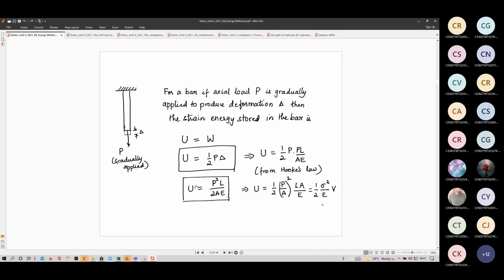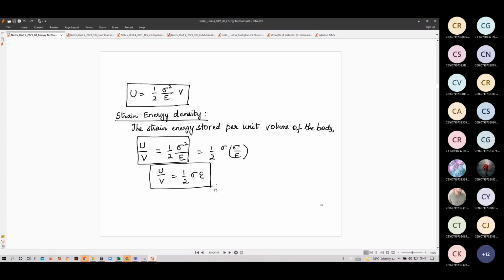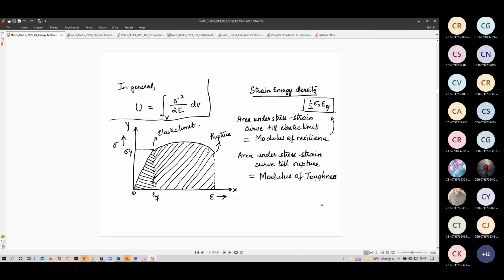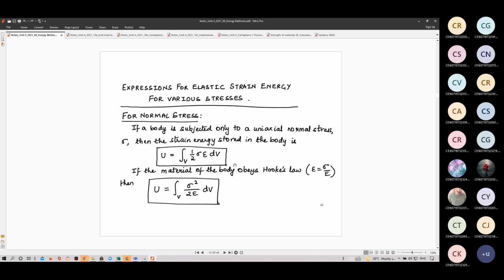Okay, you see by this example. So strain energy density can be written as half stress times strain. So in the stress strain curve, the area under the curve gives you the strain energy density in the body. And if you restrict the area up to the elastic limit, this value is called the modulus of resilience. And if you consider the full area, it is called the modulus of toughness. So this is a 2 marks question you may get.